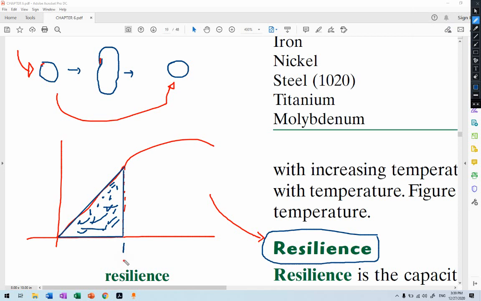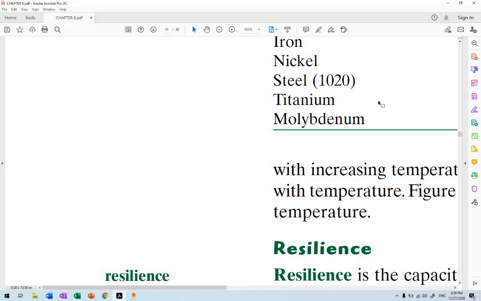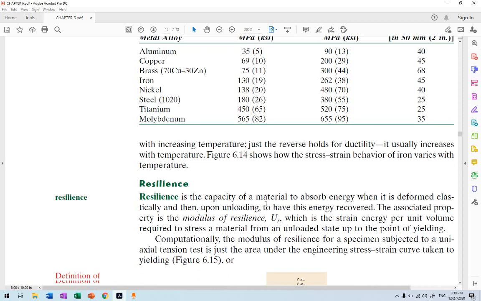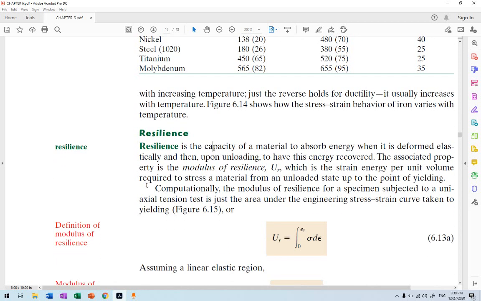So this is strain yield and sigma yield. It's basically the area of a triangle, which is 1/2 sigma yield times strain yield. That will be considered as the modulus of resilience, which is denoted by U. Modulus of resilience is half of sigma y times strain y. So the definition basically says that it is the capacity of a material to absorb energy when it's deformed elastically, and then upon unloading to have this energy recovered.